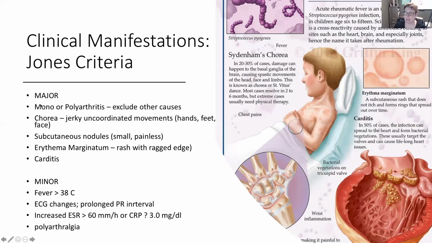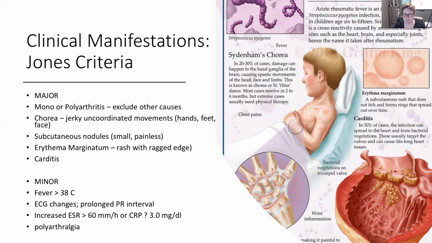So in terms of the major, if we were to have mono or polyarthritis, so this is one joint or multiple joints that are irritated and inflamed. Chorea, so this is jerky, uncoordinated movement. In some cases, there is damage that happens at the basal ganglia that results in uncoordinated spastic movements of the hands, the feet, and the head. Subcutaneous nodules, these are small and painless bumps that are under the skin.